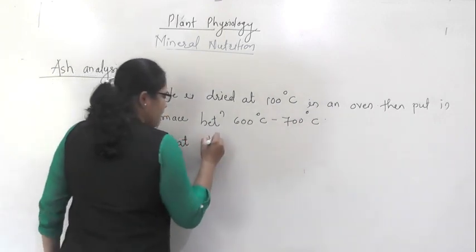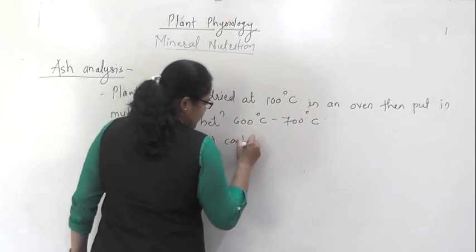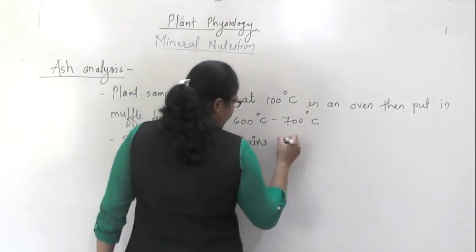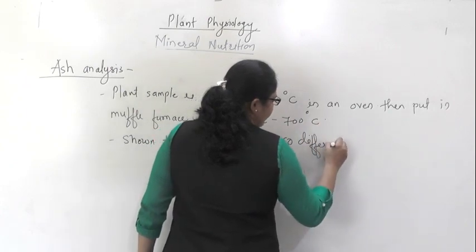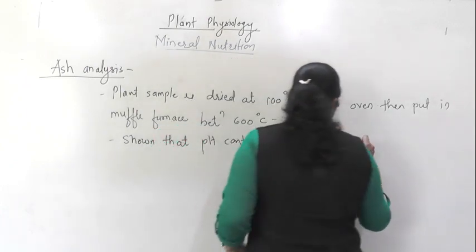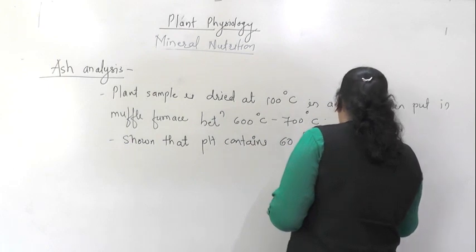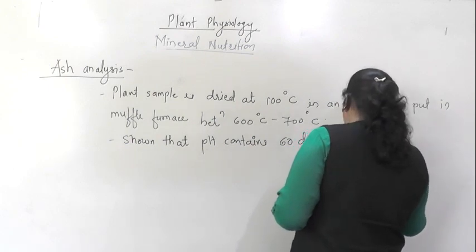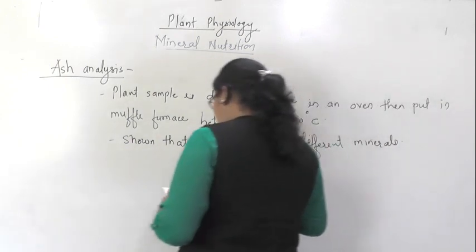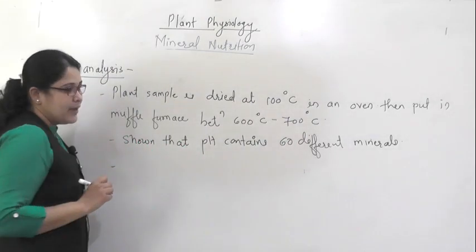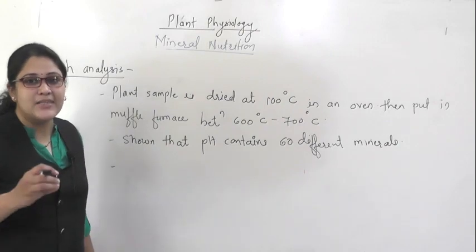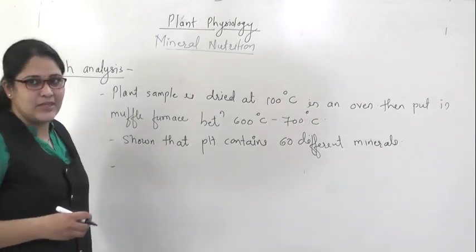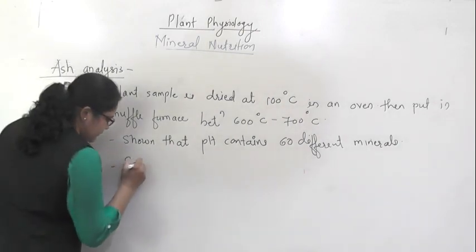Shown that plants contain 60 different minerals. Now from that, some are necessary for the normal growth and development. They are called essential elements or essential nutrients.